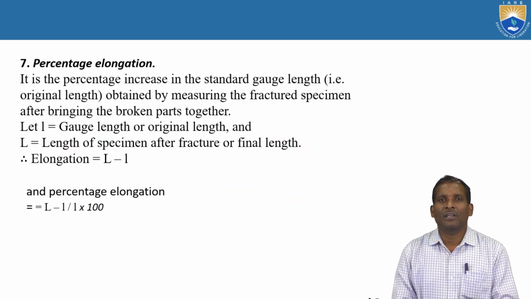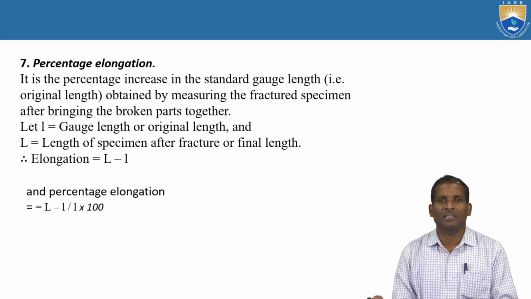Next, percentage elongation. It is the percentage increase in the standard gauge length. Standard gauge length means the original length, obtained by measuring the fractured specimen after bringing the broken parts together. So what is the original length, and what is the change in length?